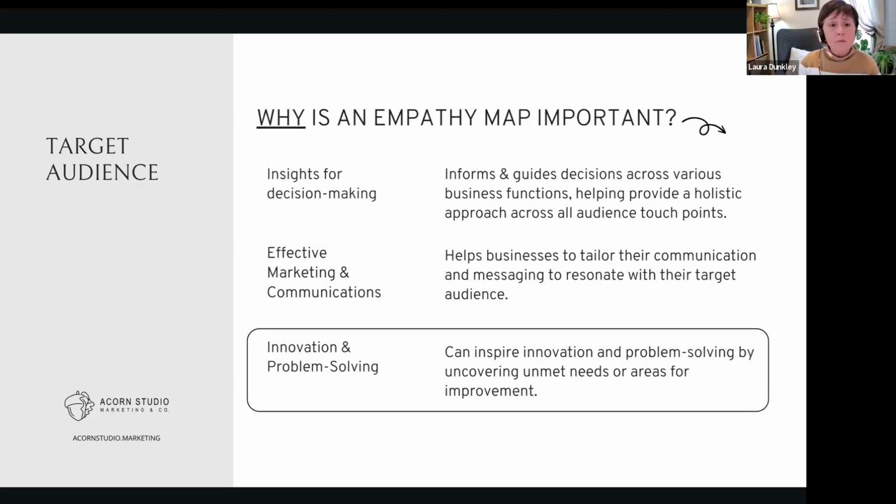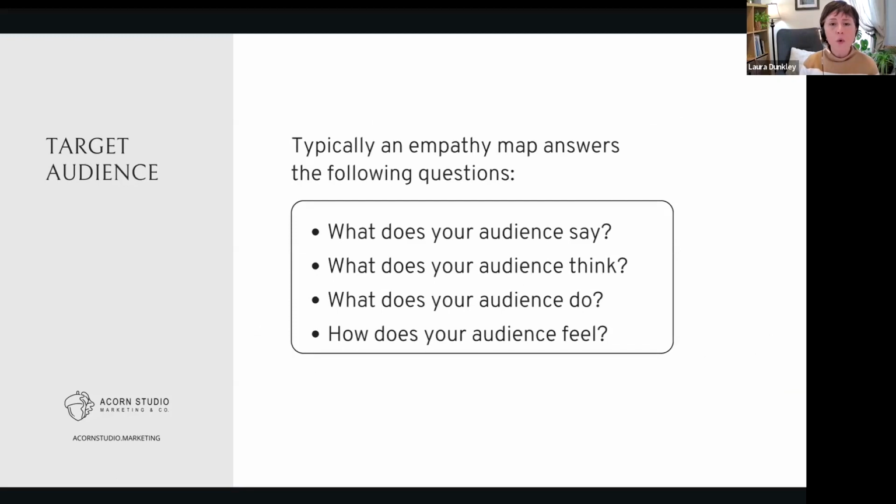So, decision making, effective communication, and problem solving are just some of the reasons why we take that time to really understand our audience. And so, what is it? Basically, at the end of the day, it answers a few questions. What does your audience say? What does your audience think? What do they do? And how do they feel? Now, make sure it's targeted to what you need them to do.